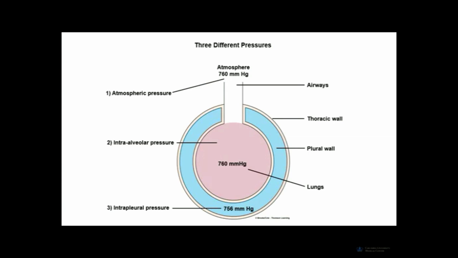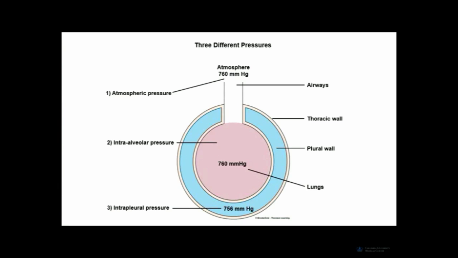Okay. And then the blue space is intrapleural space, filled with intrapleural fluid. And that fluid also has a pressure. And if you notice, the pressure is actually 756, less than atmospheric pressure.